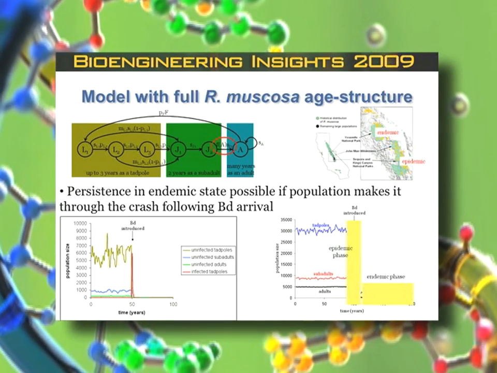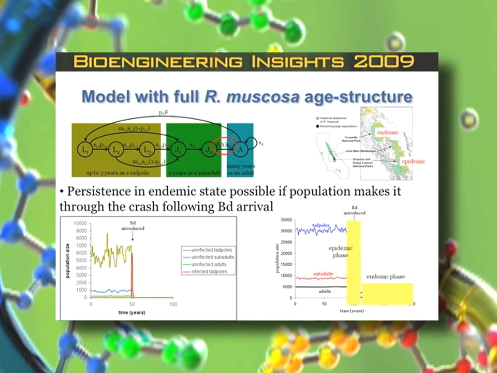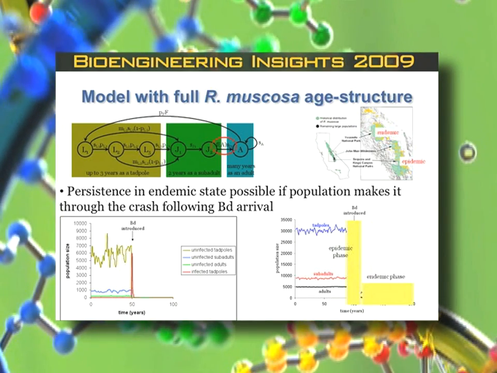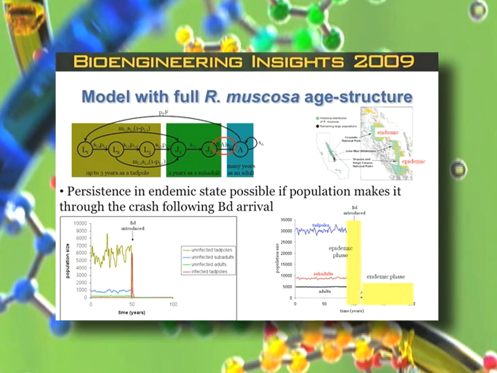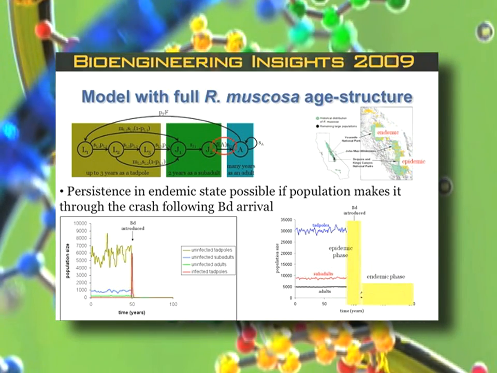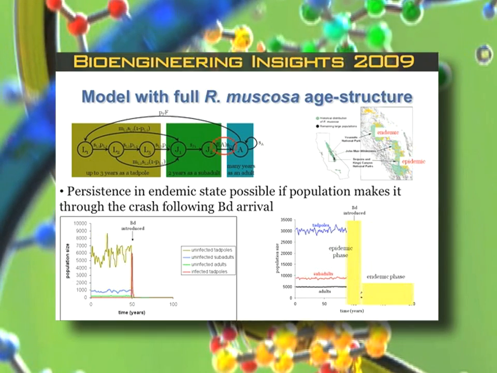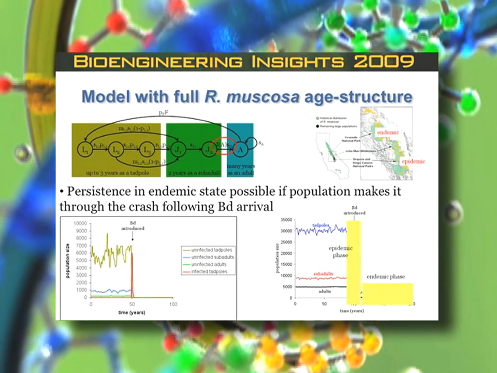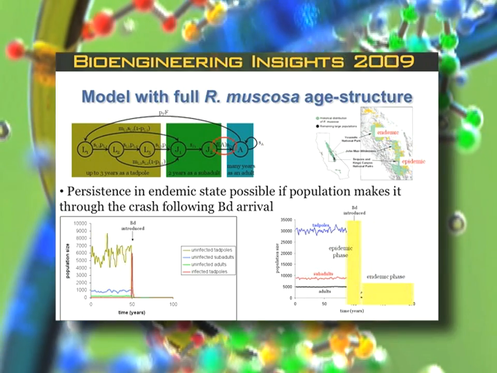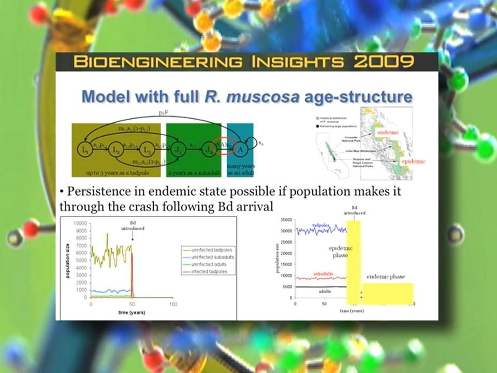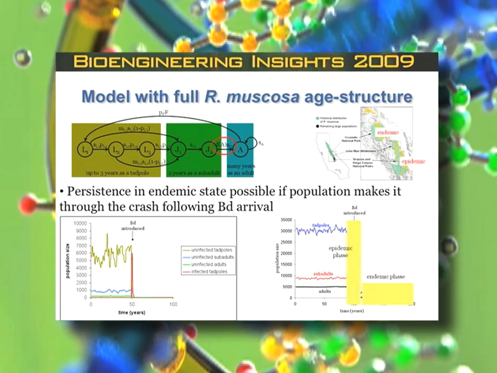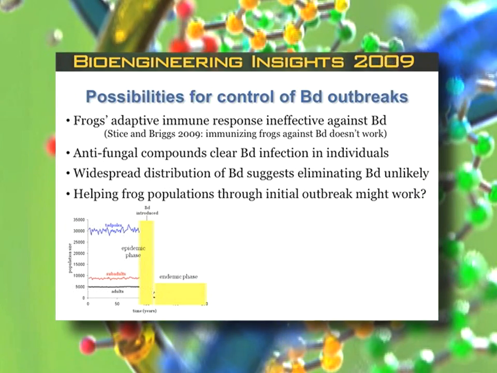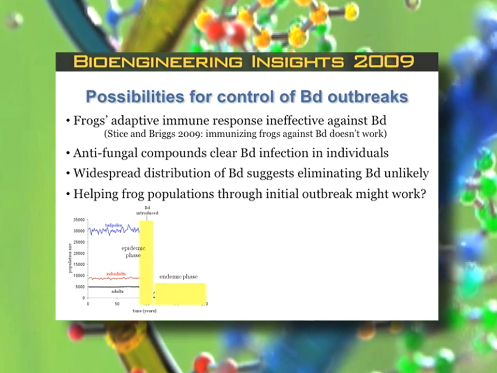And so it appears that in order for populations to make it and get to this new endemic state, the crucial point is making it through the crash. I believe that what's actually going on in parts of the Sierras is that we're seeing the first arrival of BD to the areas, the population crashes, and in a lot of cases, everybody dies. They go extinct. But in those few cases where a few individuals are able to make it through that initial crash, it is possible for the frogs to persist with the fungus, with low fungal loads. And so I wanted to investigate the possibilities for control of BD outbreaks.